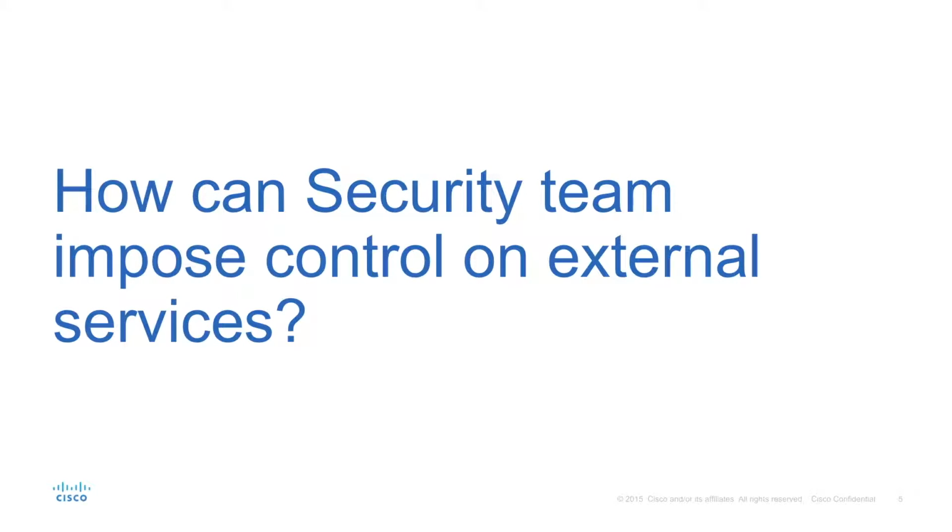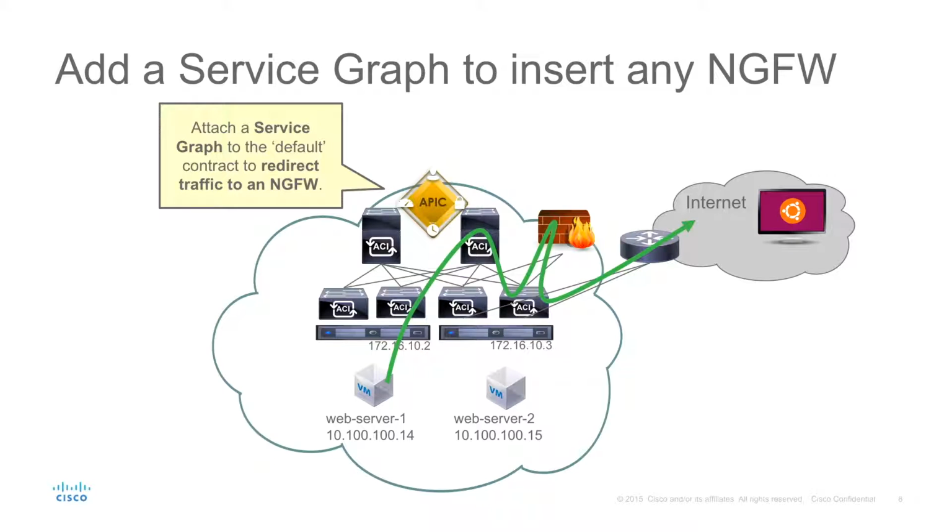But how can security teams impose control on external services? How can they be sure that users can access only specific services and not others? The security administrators can override the security groups that have been defined by the tenant administrator. But we can attach a service graph to the contract that allows traffic towards the L3 out. And by doing this, we can redirect traffic to any next generation firewall. This could be literally any next generation firewall. In our example, we will be using a Cisco ASAv.